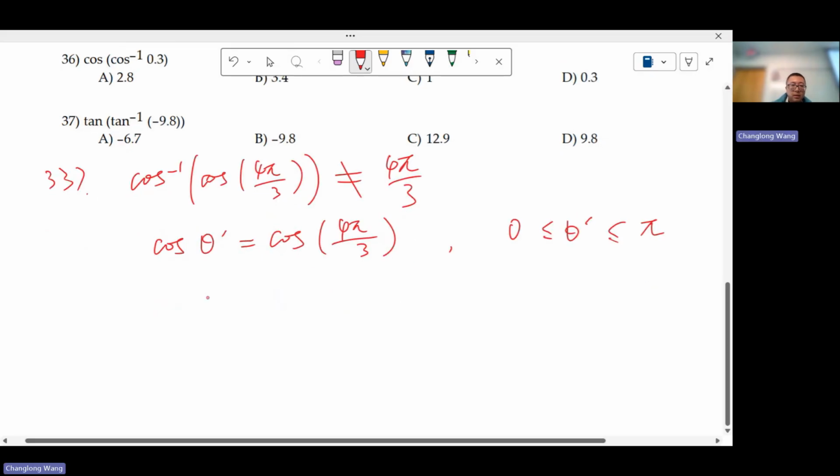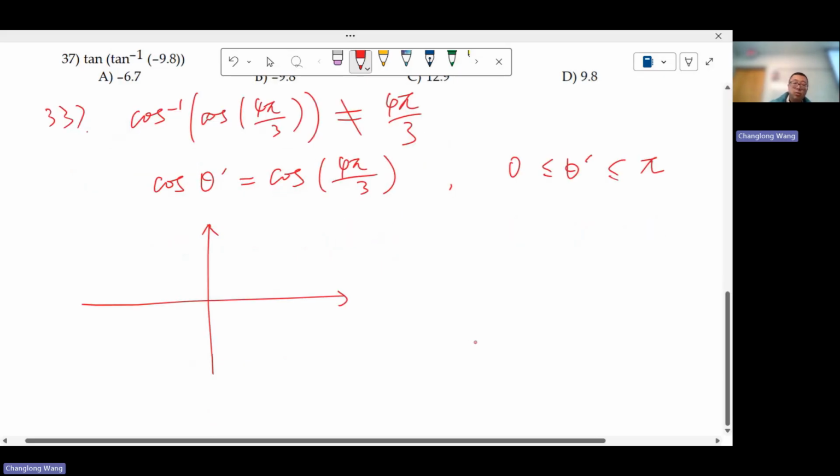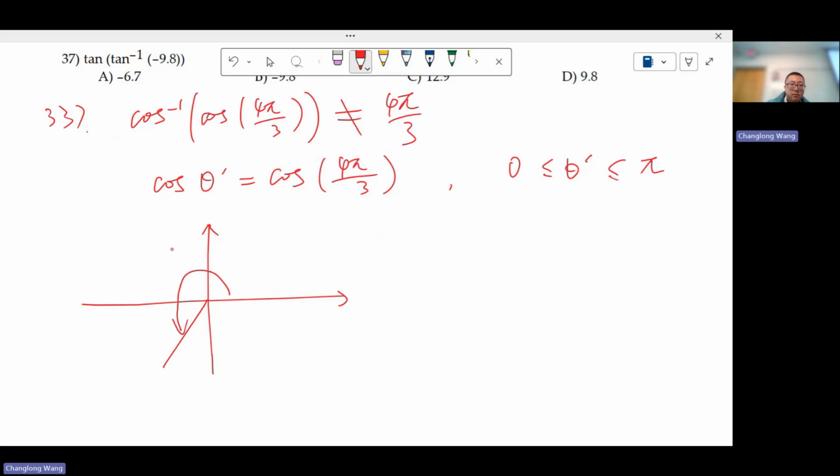Okay. So now let's go ahead and plot the angle 4 pi over 3. Can anyone tell me which quadrant it is in? 4 pi over 3? It's in the third quadrant because it's greater than pi, right? Pi is the 180 degrees. So it'll be somewhere over here. So this is a big angle. So that'll be 4 pi over 3, okay?